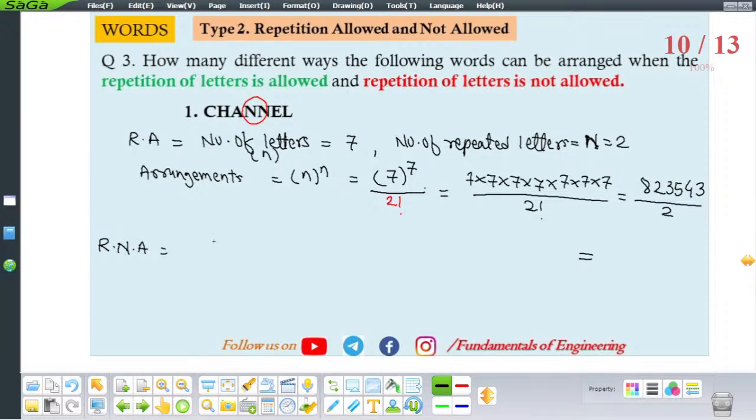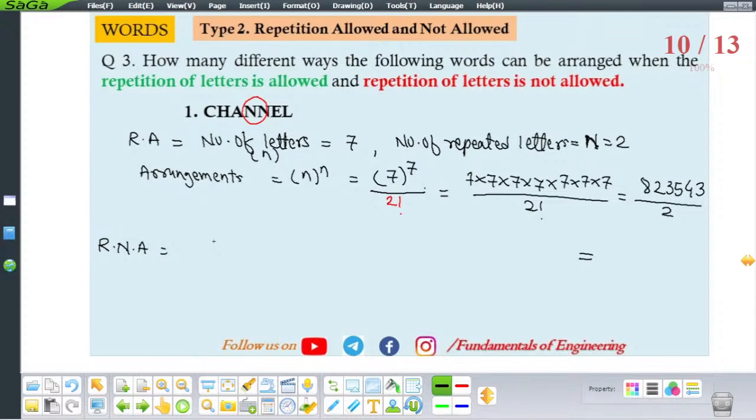So we have the number of letters, and we have to take the factorial of that. Here repeated letters are there, so based on that we have to divide. The number of letters is 7, so we have to take 7 factorial upon 2 factorial.